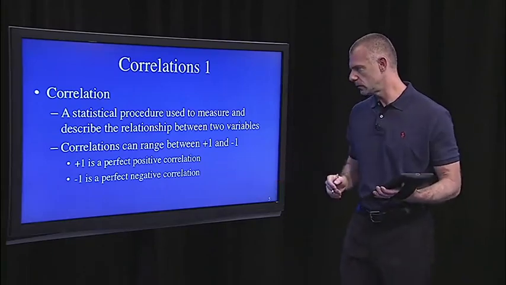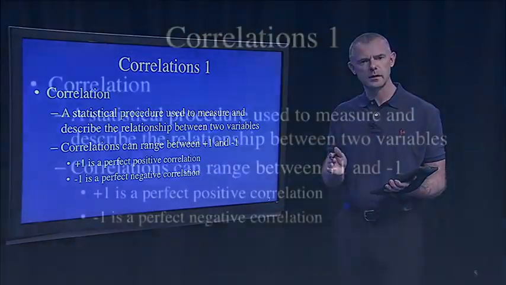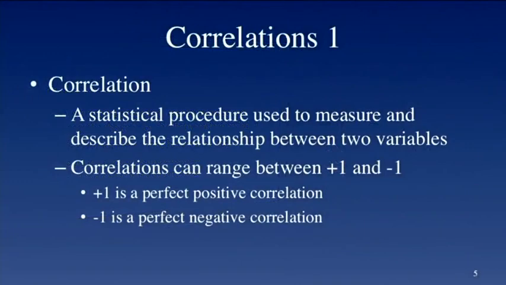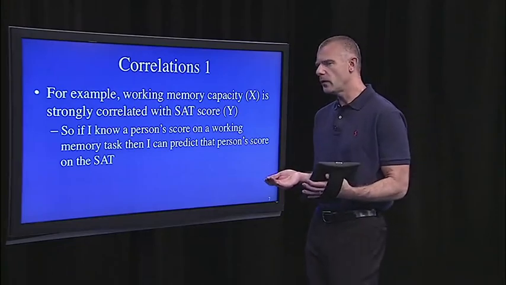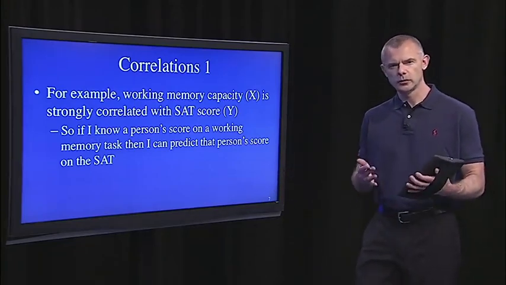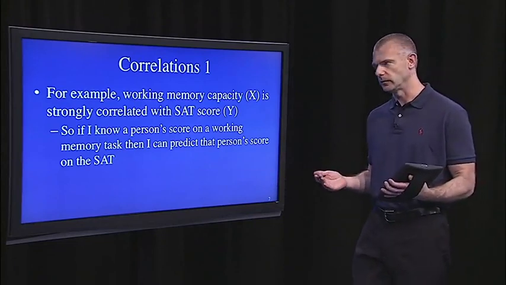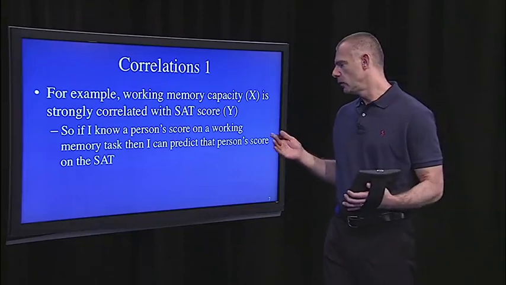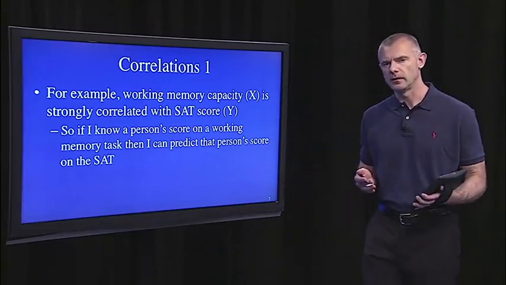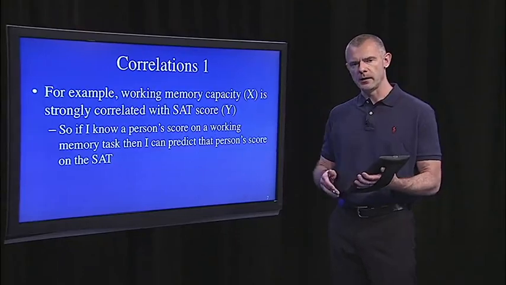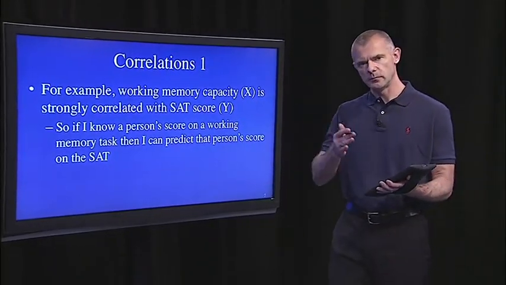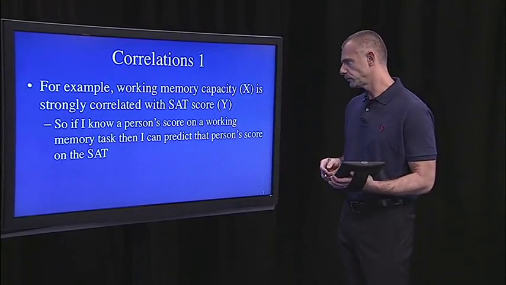Hopefully this is review, but just to be clear, correlations can range from +1, which is a perfect positive correlation, to -1, which is a perfect negative correlation, and of course 0 means no relationship between the 2 variables at all. So to take an example from my own research, we know that scores on tests of short-term memory capacity, or what I call working memory capacity, are strongly correlated with scores on standardized tests, like the SAT. So here in the US, the SAT is used by admissions officers to decide who's admitted to certain colleges.